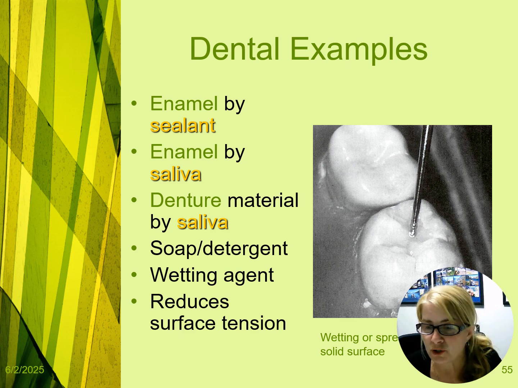When we use soap or detergent, it increases the wettability. And wetting agents reduce the surface tension and allow things to spread across the surface. So make sure you know that we want something highly wettable with a low contact angle. That means it's spread across the surface. If we have a high contact angle, that means it's beaded up, and we don't want that.